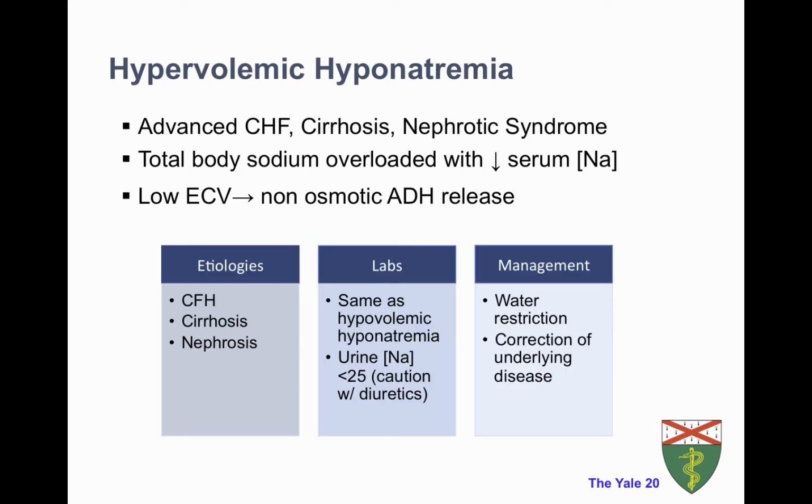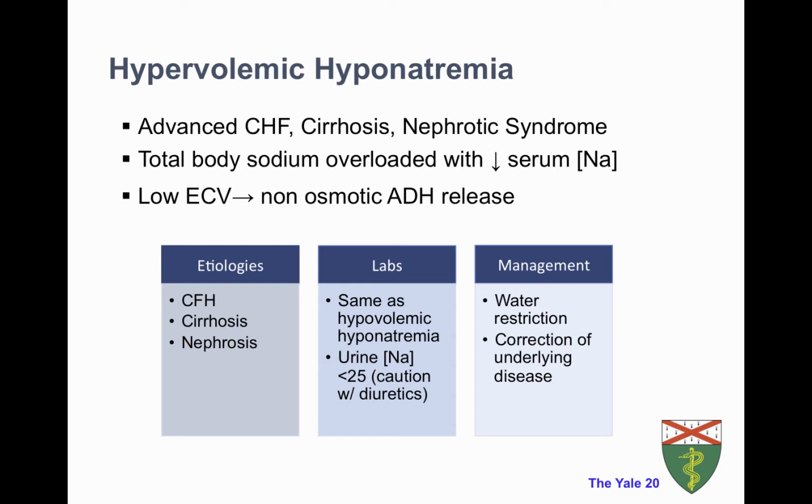The urine studies in these patients will look strikingly similar to the hypovolemic patient, since the pathophysiology is essentially the same. You would expect to see a decreased urine sodium concentration secondary to decreased effective circulating volume, and a high urine osmolality secondary to the action of ADH. It's important to note, however, that the urine sodium can be unreliable in these patients since they're often taking diuretics, which can elevate the urine sodium concentration.